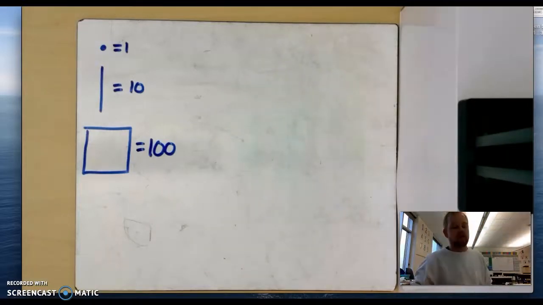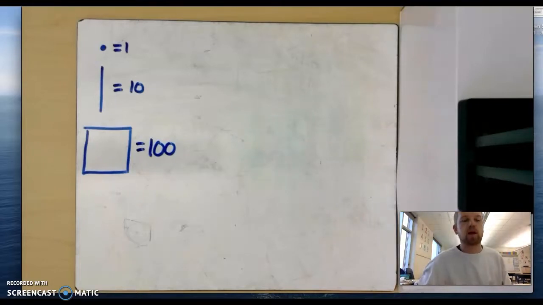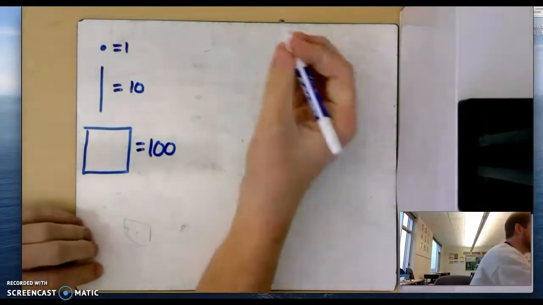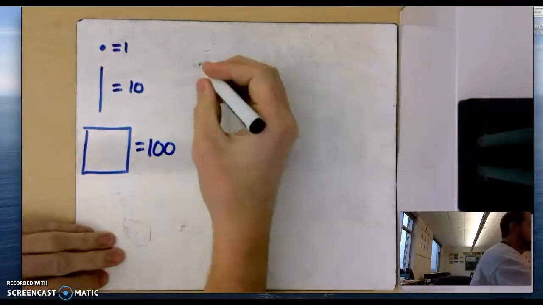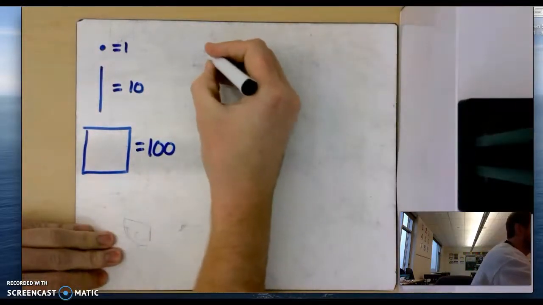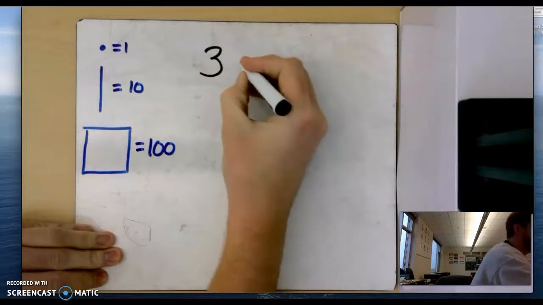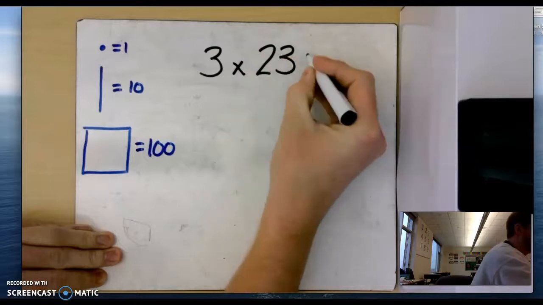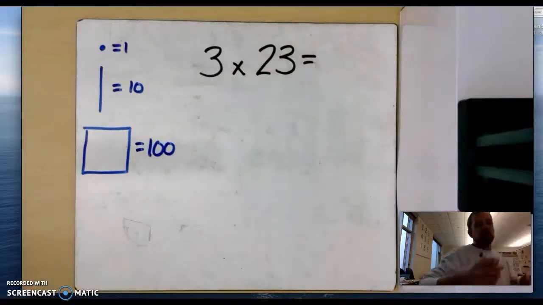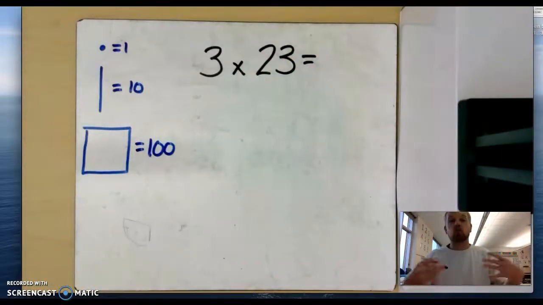So the first thing I want to do is think of a problem. I'm going to take a 1-digit number and multiply it by a 2-digit number. My 1-digit number, I'm going to switch colors here to make it easier to see, is I'm just going to take 3. And I'm going to multiply 3 by 23. That's what I'm going to be working to solve, and I'm going to be drawing this out to show using my base 10 blocks.